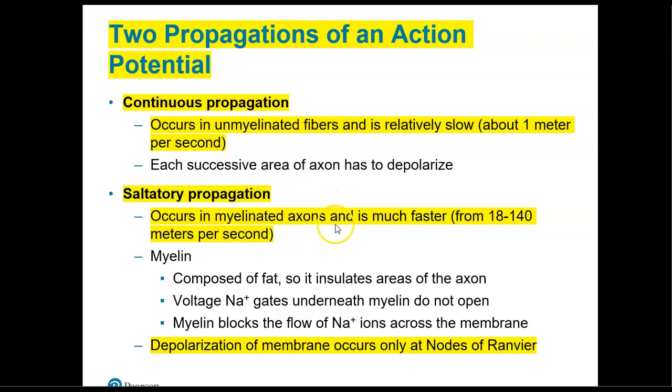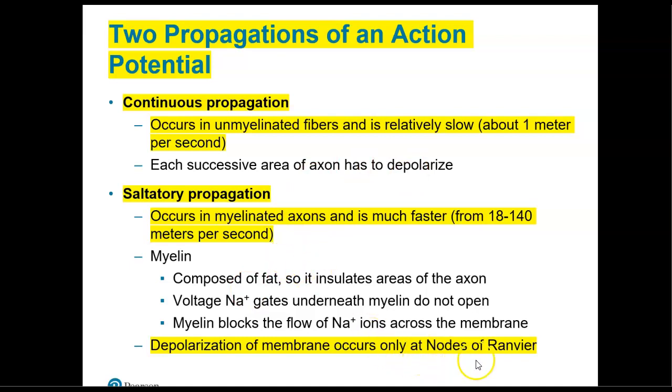Myelinated axons are like insulated electrical wires. The electricity travels much faster through those insulated wires. So the impulse is going to travel much faster through the myelinated axon. So instead of continuous propagation, it's going to be saltatory, which means the action potential is going to jump. It's going to jump from all the places in between the myelin.